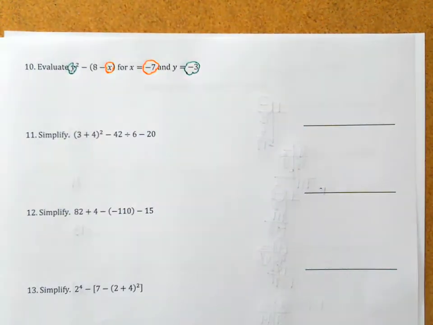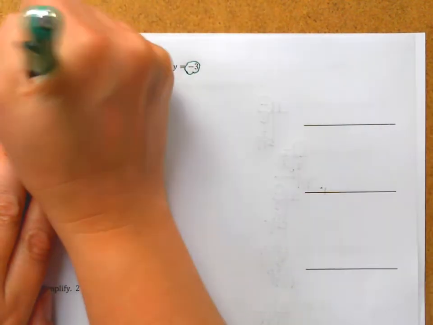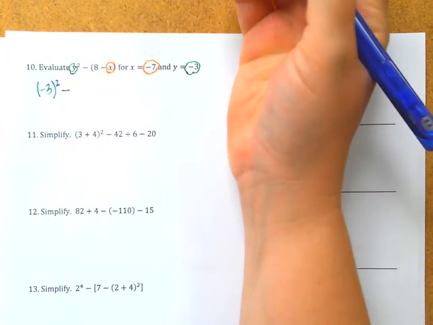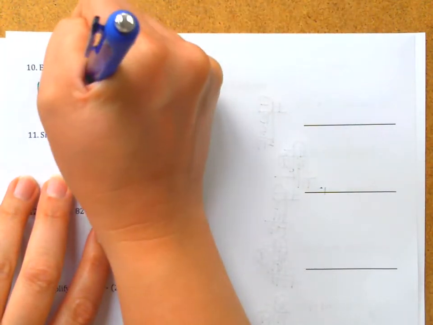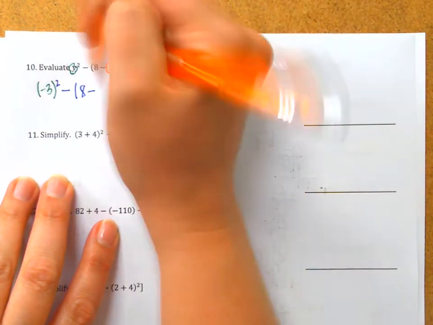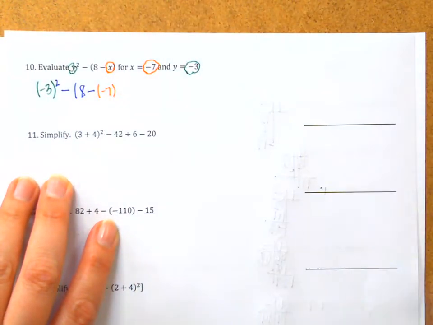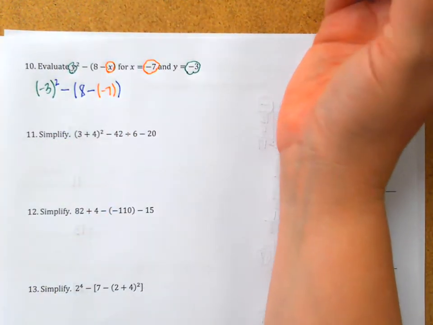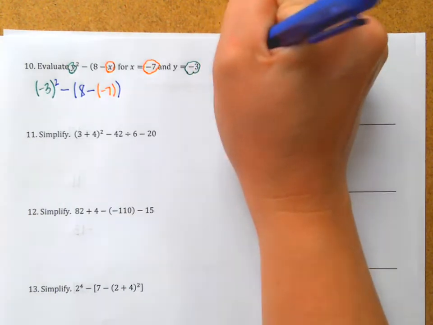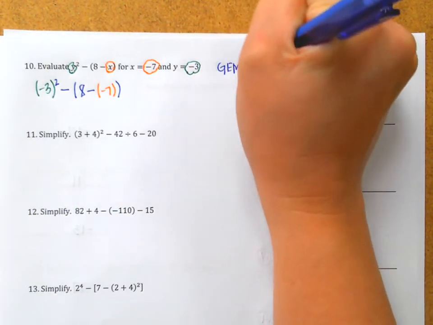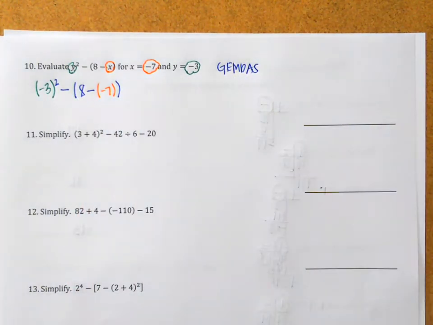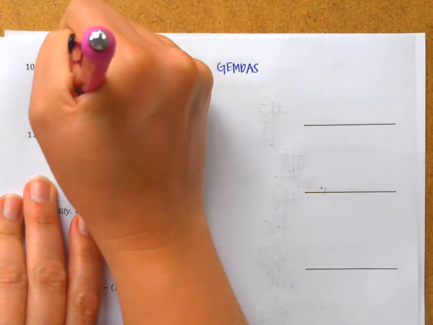Now remember, whenever we're plugging in numbers, we're always putting them in parentheses. So this is going to be negative 3 in parentheses squared minus 8 minus my x value, which is negative 7. Now, with this, we still want to follow GEMDAS. So I'm looking first at my grouping symbols. My grouping symbols are here, 8 minus negative 7. I can simplify that further.